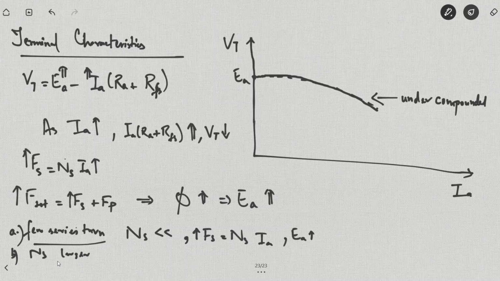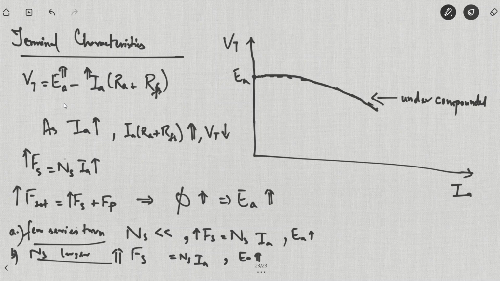larger Ns. With a larger value of Ns, you have relatively more Ns. Fs equal to Ns Ia will increase. I will show it by a double arrow. That means Ea will increase.